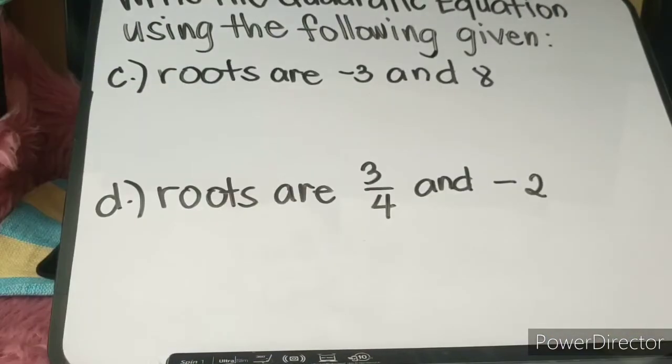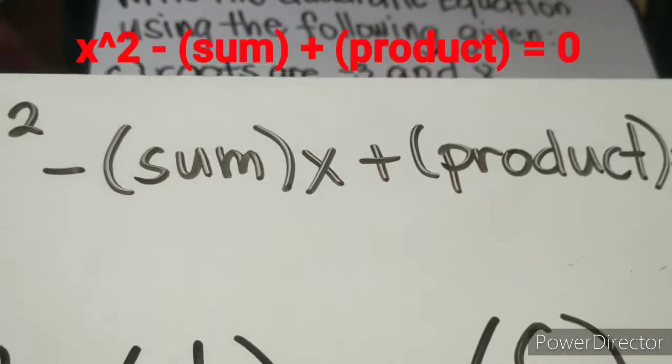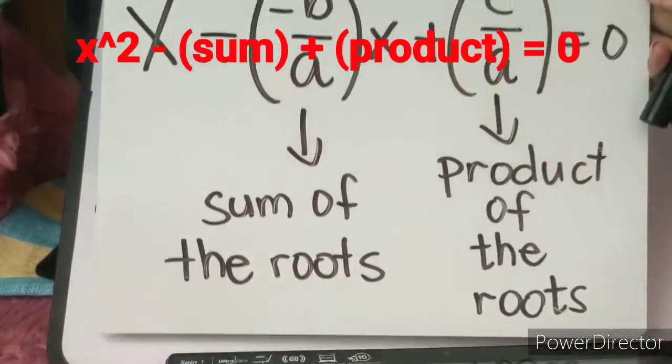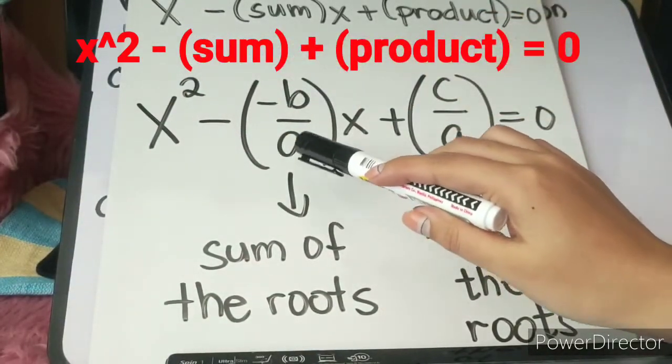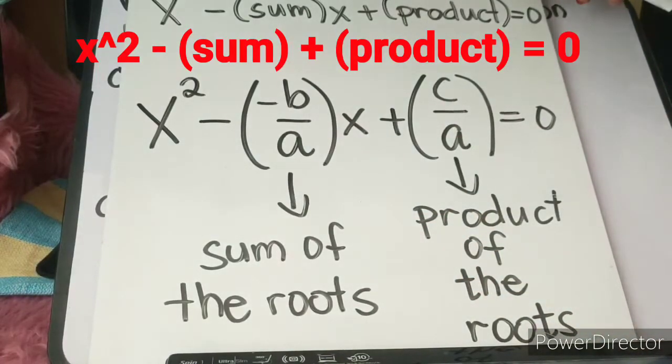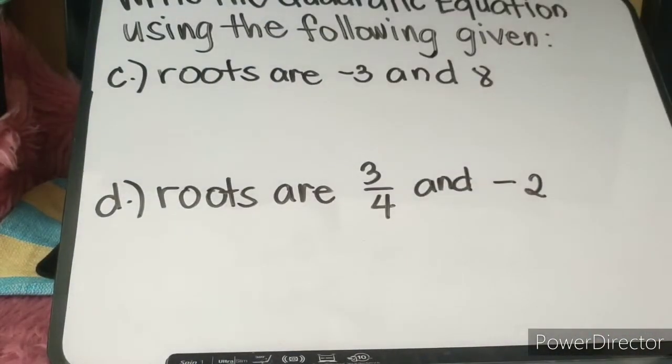So, this is the continuation. You are still asked to find or write the quadratic equation using the following given. This time, roots na yung given. Hindi na siya sum and product. Kapag sum and product kasi, again, we will just be substituting to this. Remember that this is your sum and this is your product. Pero ngayon po, roots na.